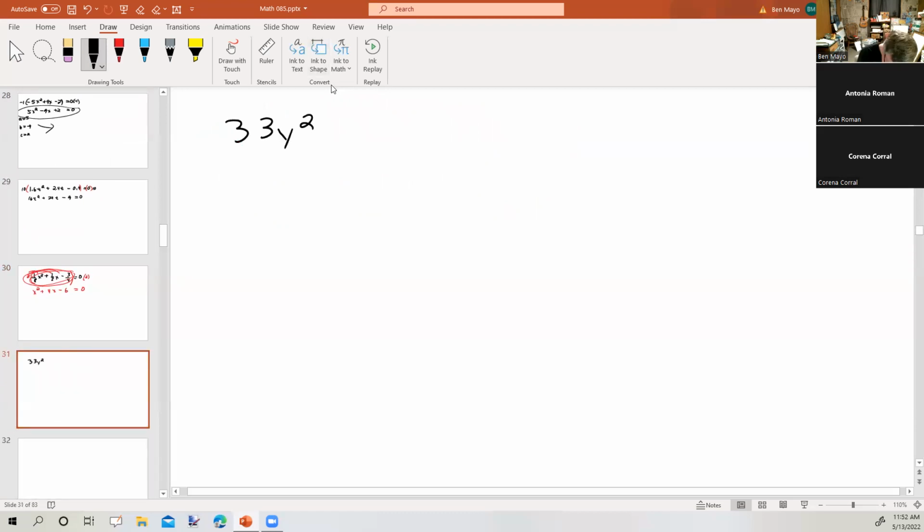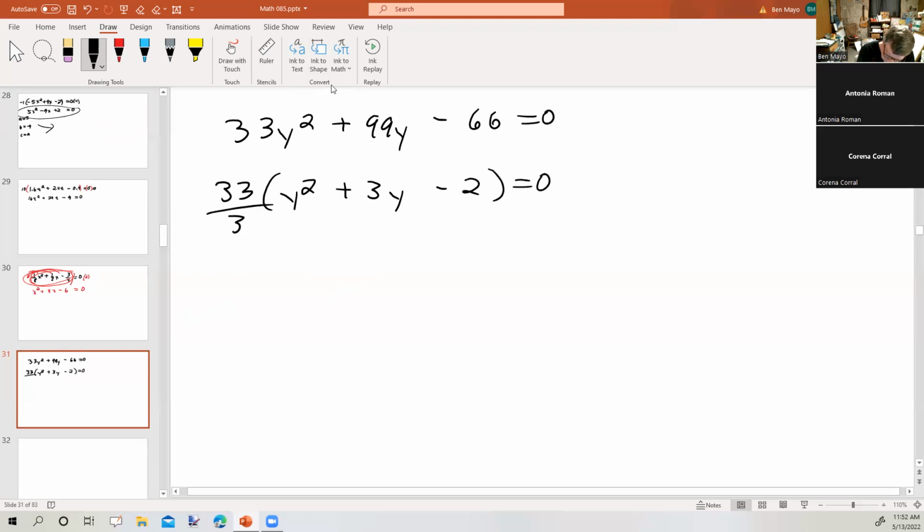33y squared plus 99y minus 66 equals 0. Well, here we could factor out a greatest common factor of 33 and then basically divide both sides by 33, so we could reduce it down to the following, and then A would be 1, B would be 3, and C would be negative 2, and we could go from there. So you can factor out a greatest common factor constant to reduce the numbers down.